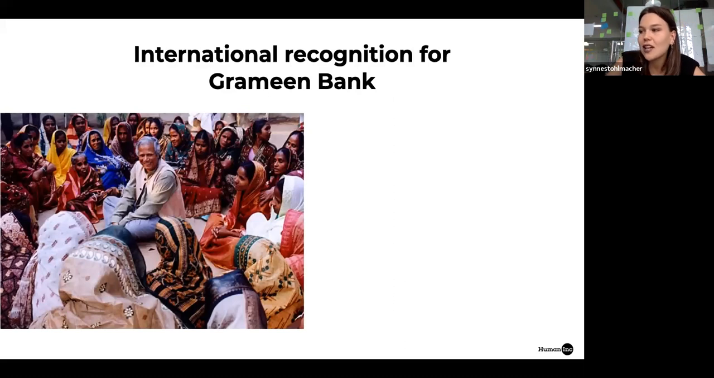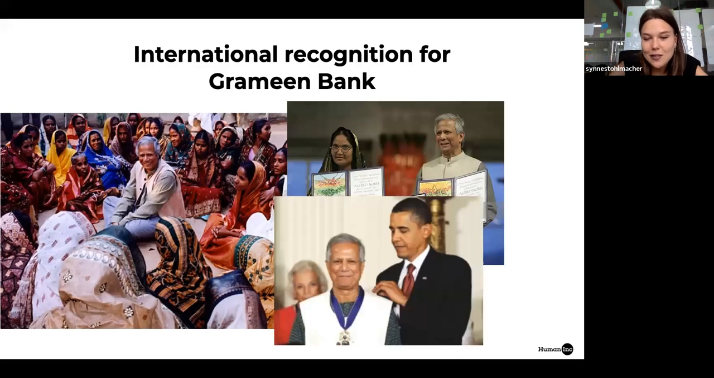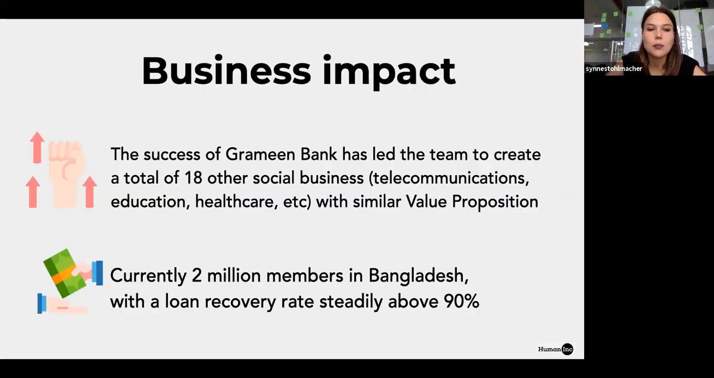As for the international recognition of Grameen Bank, its founder has gotten the Nobel Peace Prize, as you can see, and it's been highly esteemed in the international world. The business impact has actually led them to create 18 other social businesses with similar value propositions about working your way out of poverty. There are currently 2 million members in Bangladesh with a loan recovery rate steadily about 90%. Yes, Dr. Yunus, you're absolutely correct.